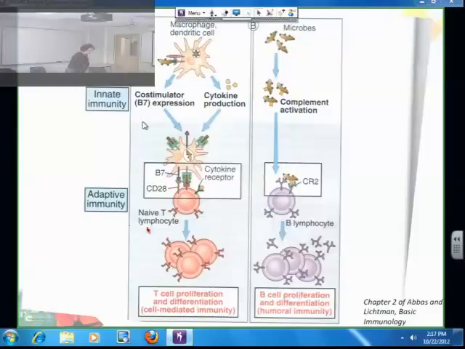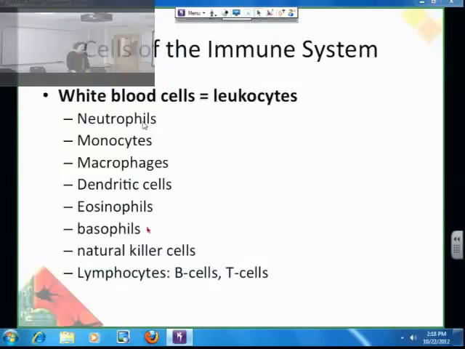So some more definitions. A lot of times you hear people say white blood cells, and that's the way they dumb down speaking about cells of the immune system to lay people. The actual technical term for white blood cells is leukocytes. And leukocytes consist of all of these different types of cells that all have different functions, and they also include lymphocytes.